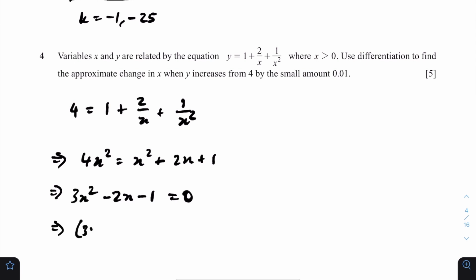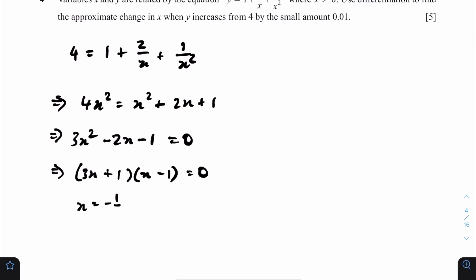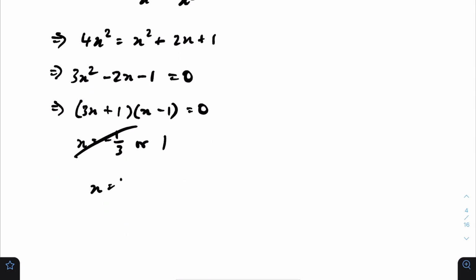Factor, we get (3x plus 1)(x minus 1) is equal to 0. Therefore, x is equal to negative 1 over 3, or 1. However, it's saying that x is greater than 0. Therefore, reject, and we get x is equal to 1.